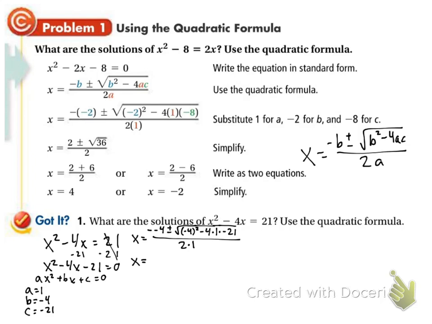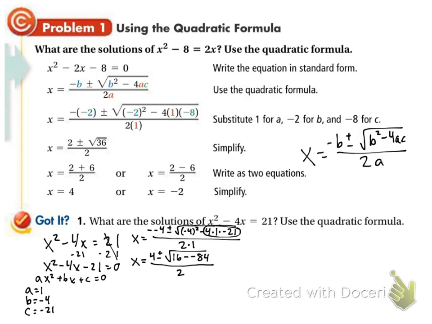Negative 4, a negative and a negative makes a positive, so this is just a plain 4, plus or minus the square root. Negative 4 squared is 16, and I always keep this minus sign, okay? And then on my calculator, I'm going to multiply these three numbers here. 4 times 1 times negative 21 gives me negative 84. All over 2 times 1 is 2.